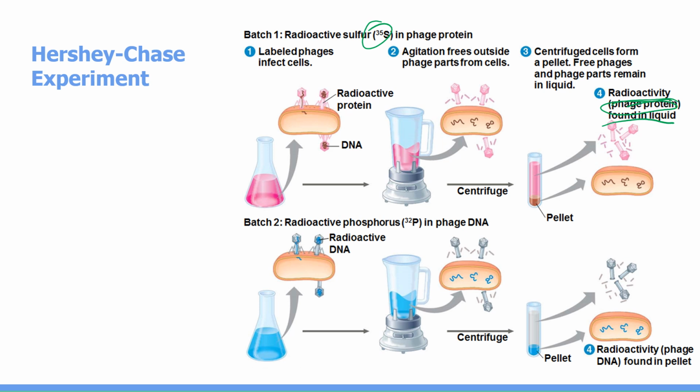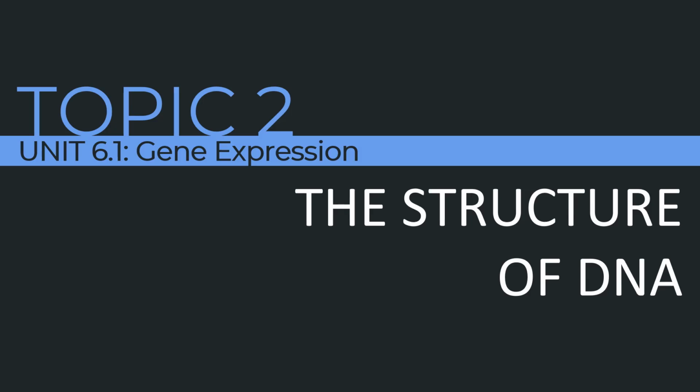But when we see with phosphorus, the label for the phage's DNA, the same process occurred, centrifuging occurred, and guess what, y'all? The radioactive phage DNA was found inside the pellet, meaning again, the DNA is what was loaded inside that bacteria. It's been decided. So, DNA is the genetic material.